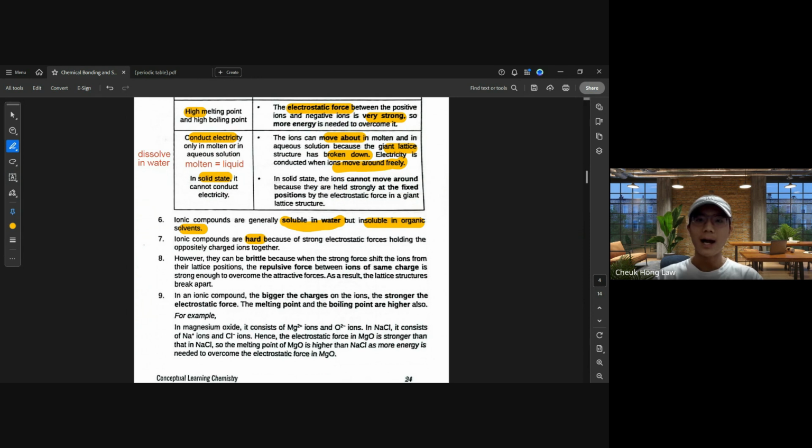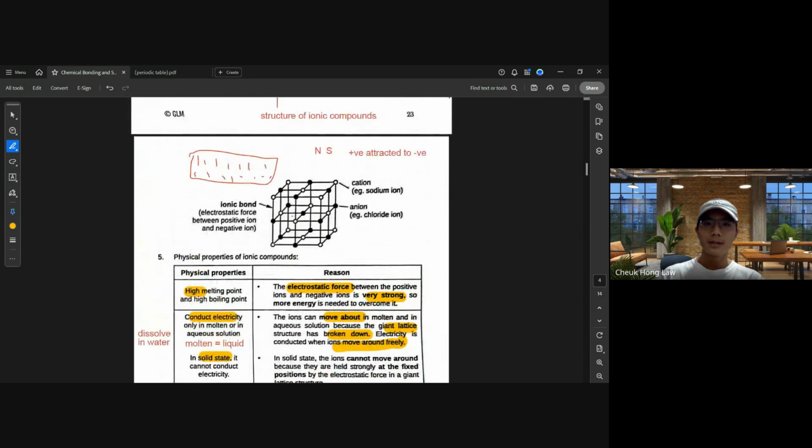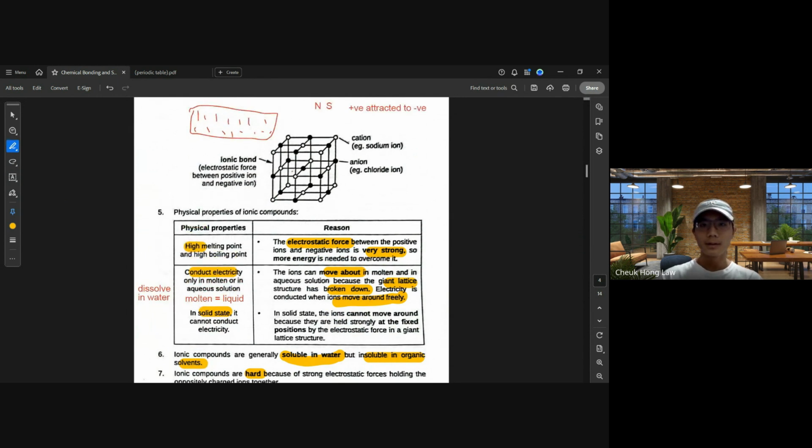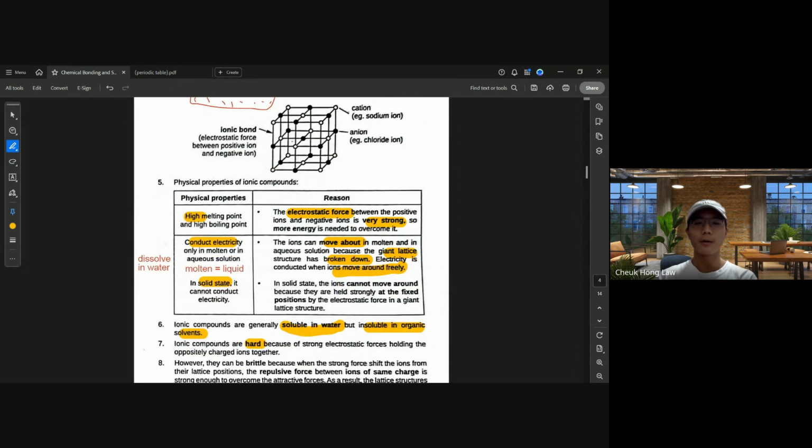Ionic compounds are hard because of the strong electrostatic forces holding the ions together. So it's a similar explanation to why it has high melting and boiling point. All the ions here, the positive and negative ions, are held together by strong electrostatic force. So it requires a large amount of force to actually break apart the force. Okay, so that's why ionic compounds are hard.